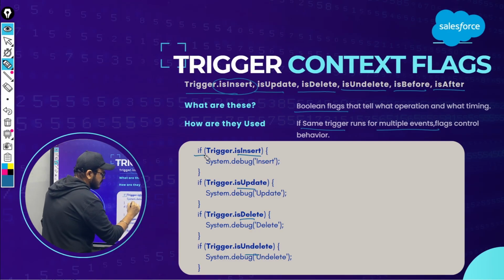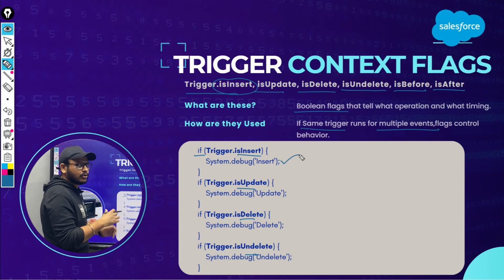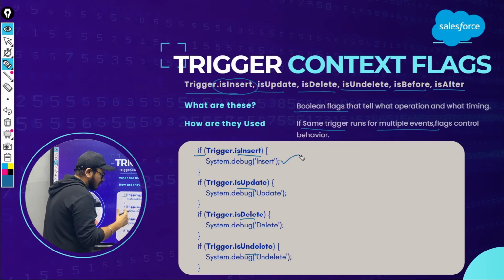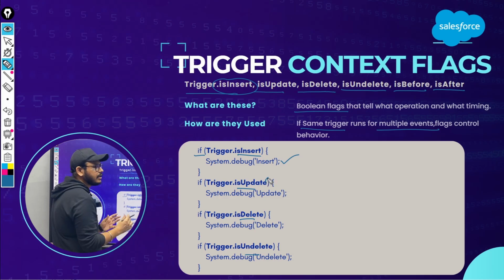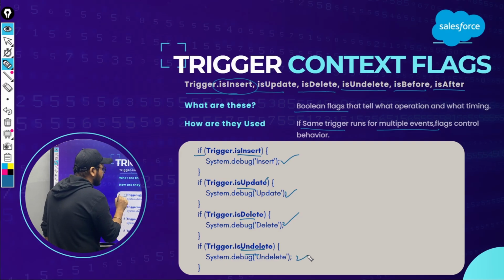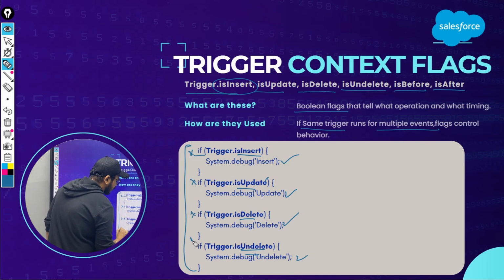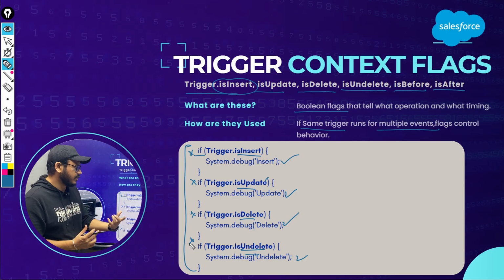You can say if Trigger.isInsert, then do this. I've just kept it very simple. I've just used a System.debug, but you can write a full-fledged code logic there. If it is Trigger.isUpdate, what does this mean? It means that if this trigger was initiated by an update operation, then you can do this. If it was initiated by a delete operation, then do this. If it was initiated by an undelete operation, then do this. This way, you are covering all different scenarios for your trigger logic execution, right? And you can have different logics executed for different events.